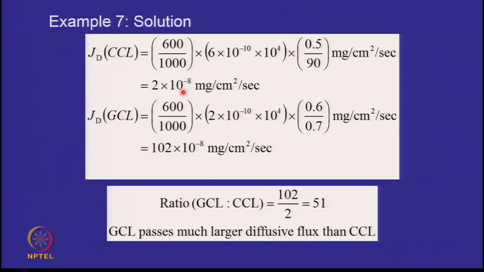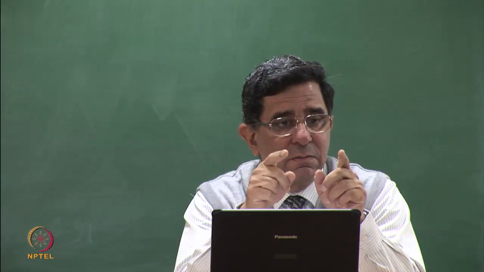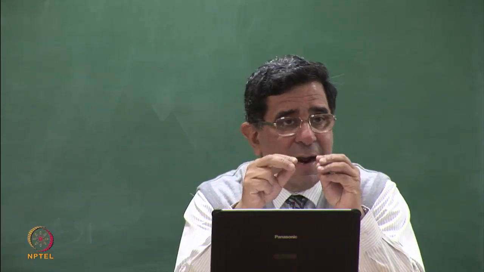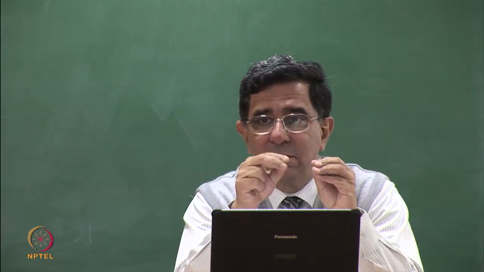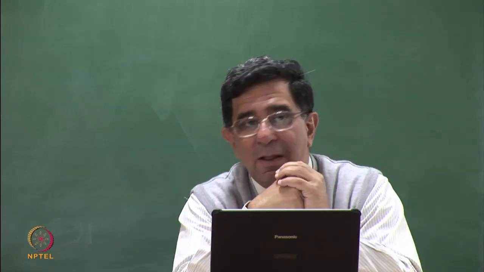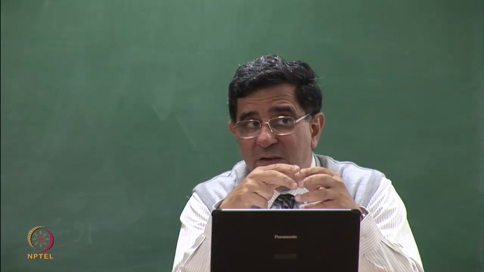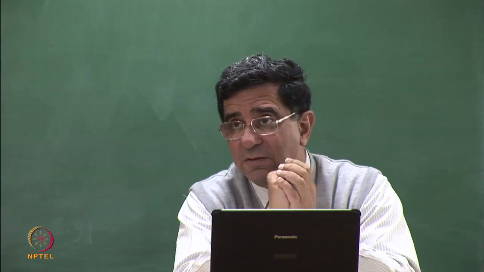2 into 10 to the power of minus 8 and 10 to the power of minus 2. Two things I want to make statement here. One, the advective mass flux and the diffusive mass flux in compacted clay liner are similar, right? 2.6 into 10 to the power minus 8 and 2 into 10 to the power minus 8. But the diffusive mass flux in GCL is much more than the advective mass flux.